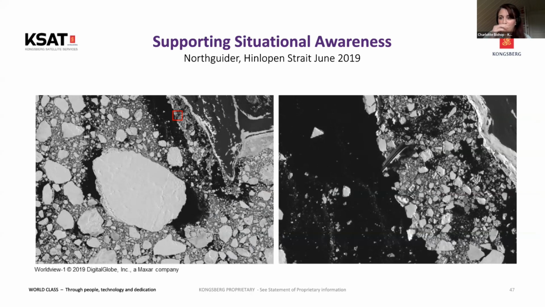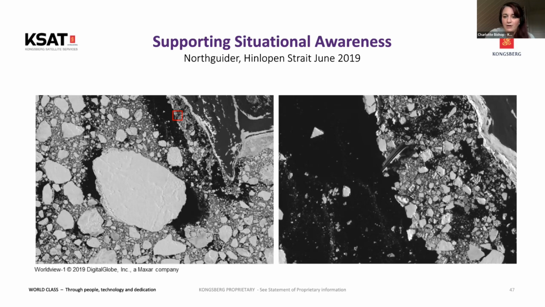We were notified of a trawler becoming stuck in the ice, and asked to help support with some imagery that could help the rescue efforts try to get to this trawler. So this was the North Guider incident in June 2019. So we got some high spatial resolution data. And in this case, it's within the red box on the left-hand side.